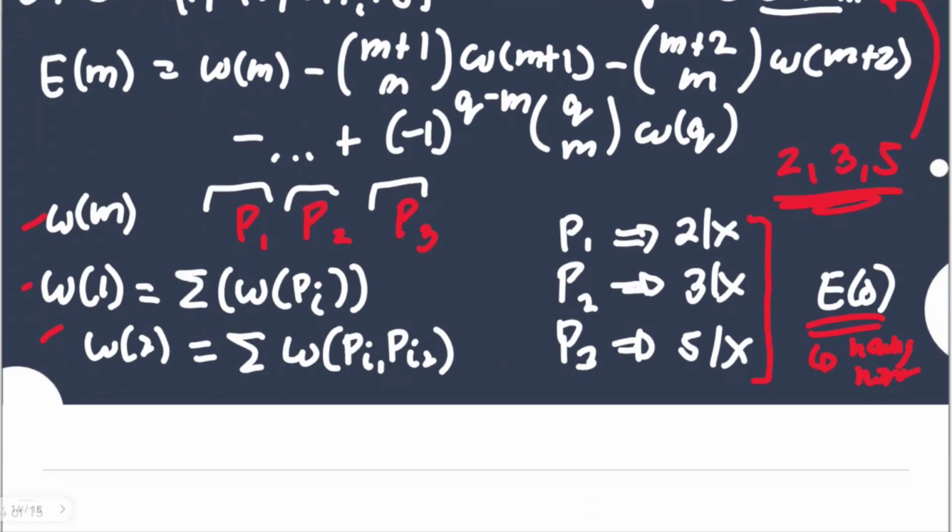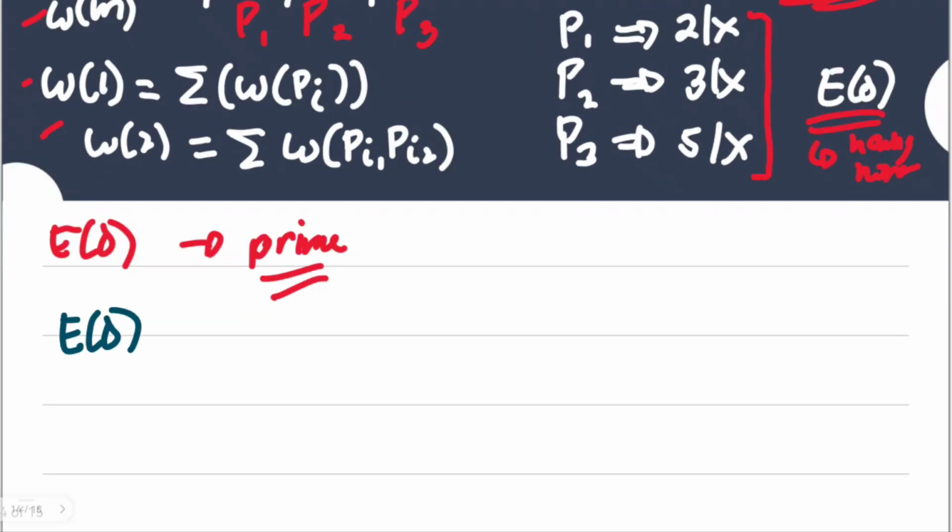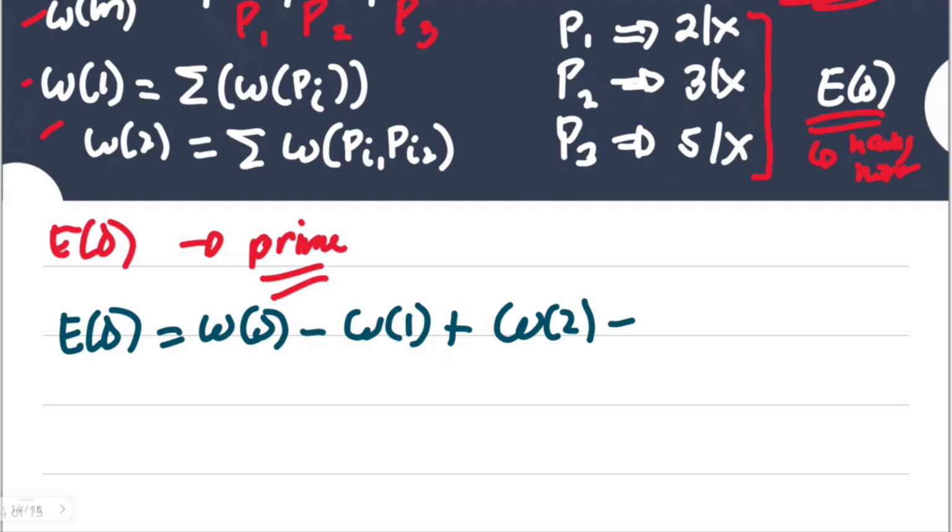Okay, so for this, let's solve E of 0 first, because the formula will be shorter. E of 0 will just be equal to omega of 0 minus omega of 1 plus omega of 2 minus omega of 3. We will end at 3 because there are 3 of them, and omega of 3 stands for the number of elements that possess the 3 characteristics.